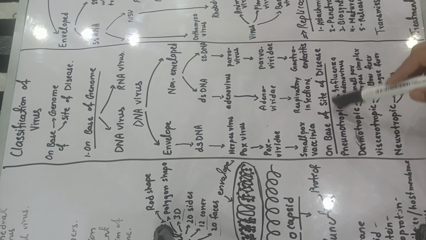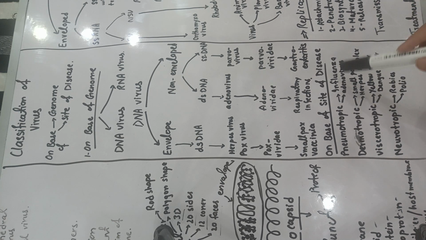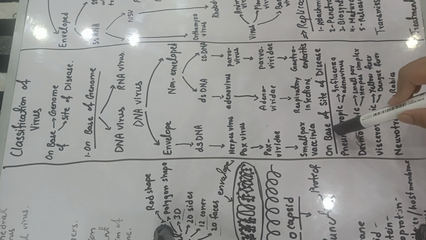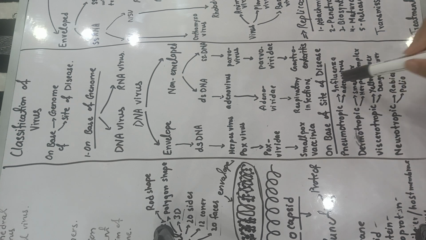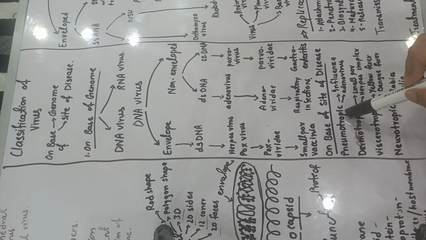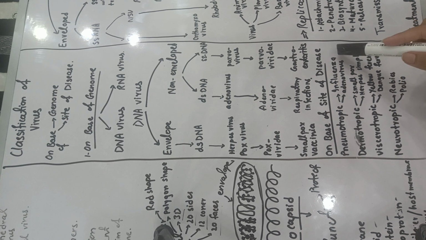This is actually based on their transmission and on the site at which they cause the disease inside the human body, like pneumotropic. This is the group of viruses, and these are the diseases caused by them. Pneumotropic, as the name indicates, causes infection inside the respiratory tract. Examples of them are influenza and adenoviruses.